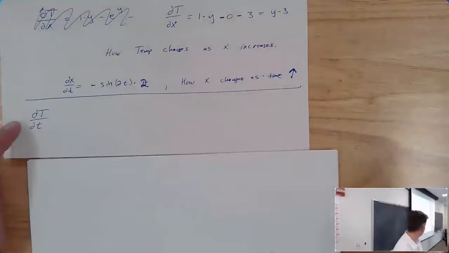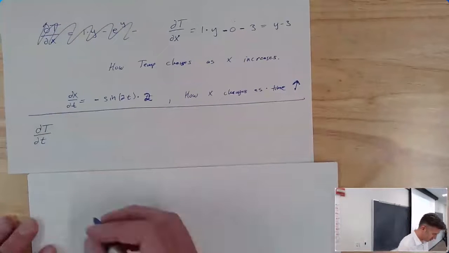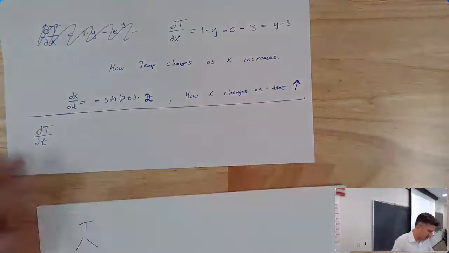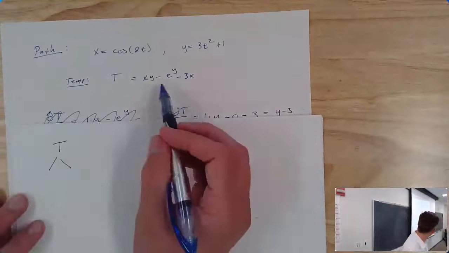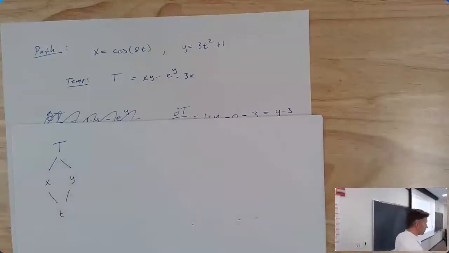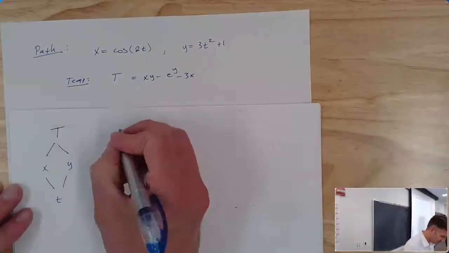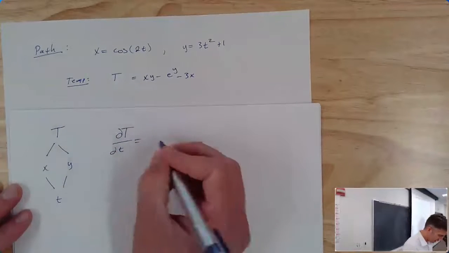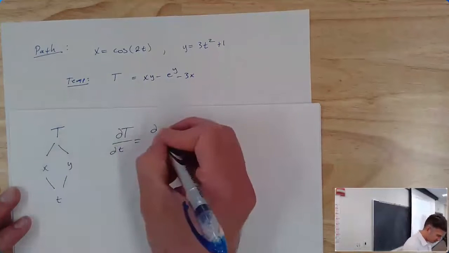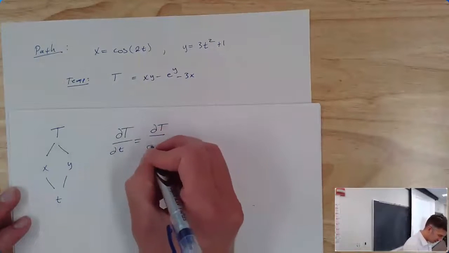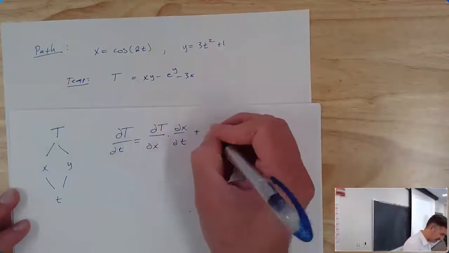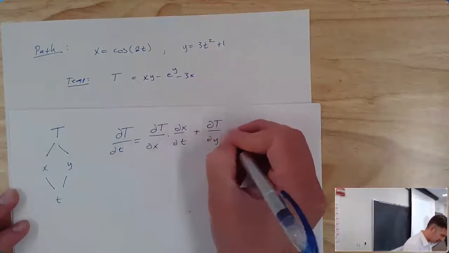So we're being asked to find dT/dt. So we're going to write temperature as a function of, well, it's a function of x and y, and then x and y are both functions of t. So we're going to do the usual chain rule thing. We're going to find dT/dt as all the paths that get from capital T to little t. So ∂T/∂x times dx/dt, which we already did, but then we also have to add on ∂T/∂y times dy/dt.